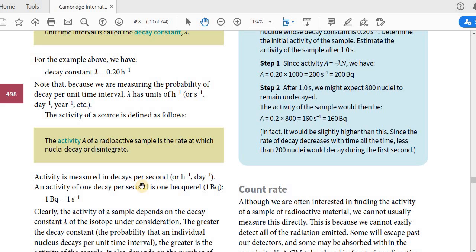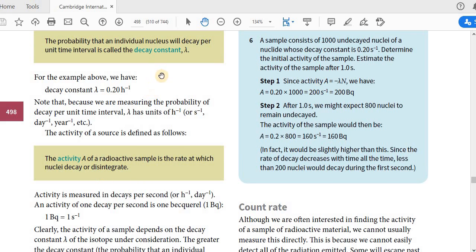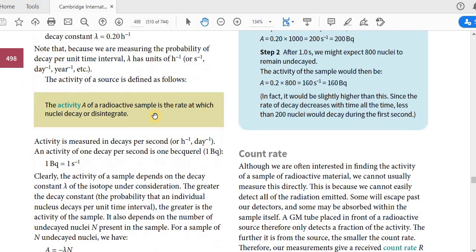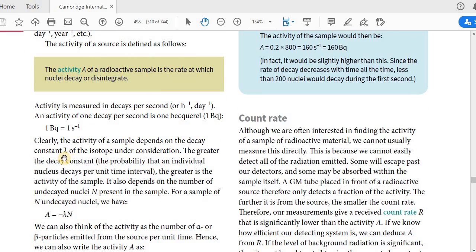Activity is measured in decays per second, and an activity of one decay per second is equal to 1 becquerel. The symbol we use for activity is capital A. The symbol we use for decay constant is lambda. Clearly, the activity of a sample depends on the decay constant lambda of the isotope under consideration. So N is the number of nuclei, which has no unit, but lambda has the unit per second. Therefore A will have the unit per second, which we can also write as becquerel, the unit of activity.